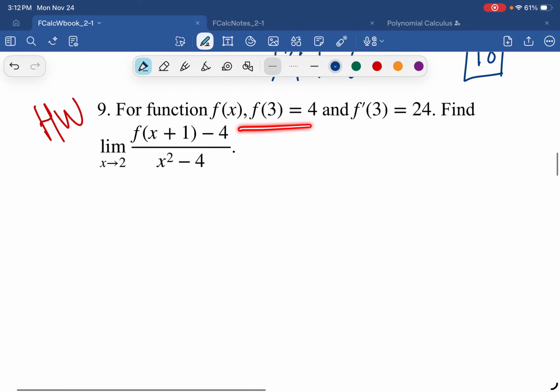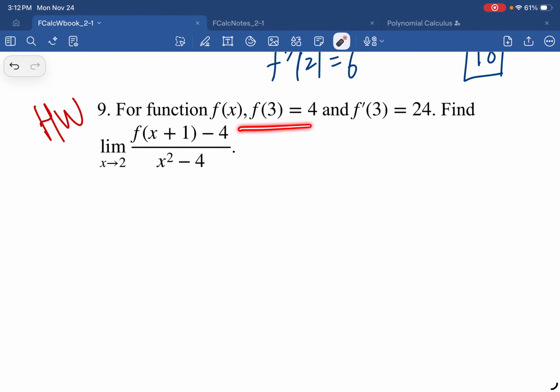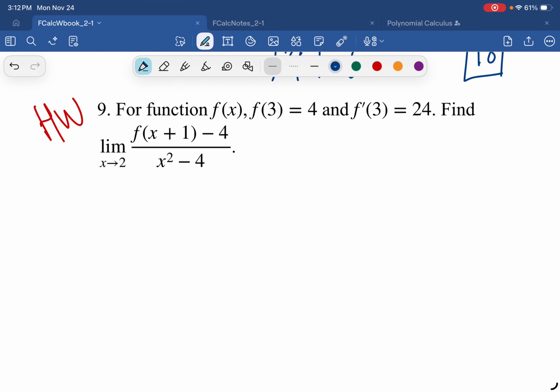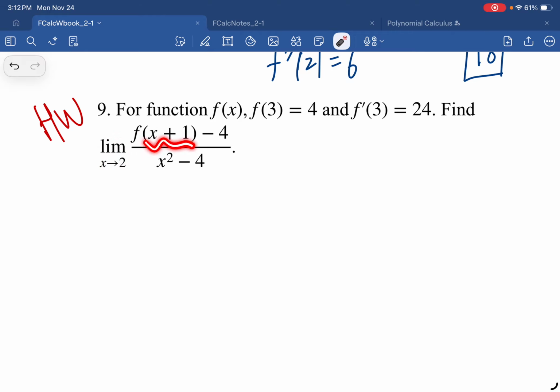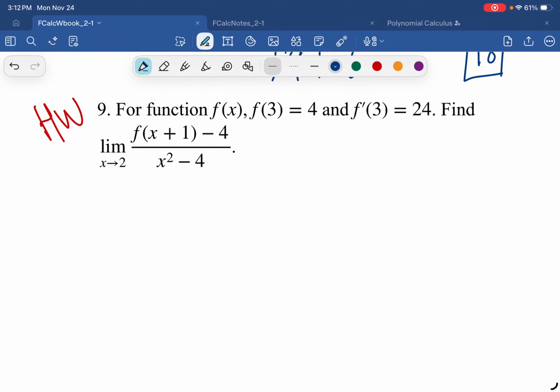Now, I think I said last time that if we see that f of 3 equals 4 and you see it in the limit, it's better to replace that with f of 3, right? So let's go ahead and do that. But there's one slightly annoying thing, is that the limit isn't going to 0 necessarily. And we have x plus 1 here in the numerator, right? So if you can see the picture immediately, you don't need to substitute. But if you don't see the connection to the derivative immediately, here's what I like to do, right?